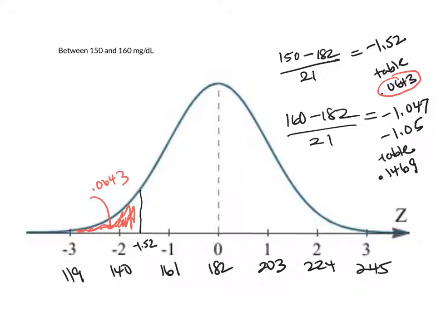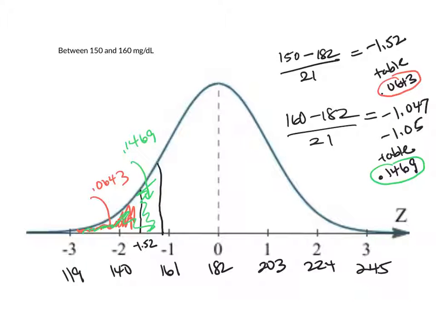So negative 1.05 is about right here. And so I'll shade this in green. This area to the left is 0.1469, so that's the green area.